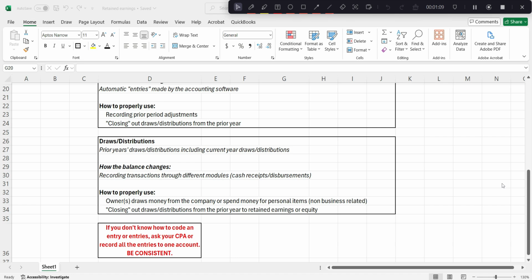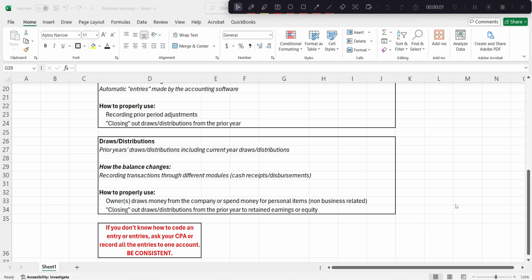Another way is, as I mentioned earlier, closing out draws from the prior year to retained earnings. Those balances roll forward year to year. If you want to just reflect the current year activity, you'll record essentially a reclassifying entry to move prior year draws from that account to retained earnings.